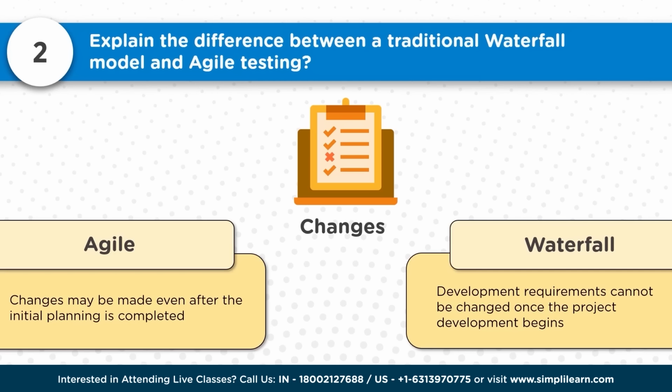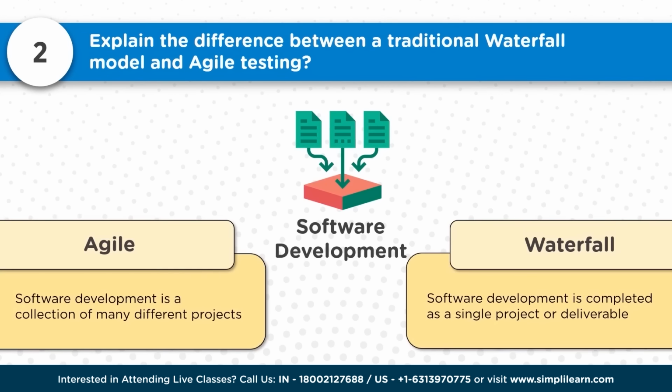It becomes difficult because everything is defined in a comprehensive, detailed way, so small changes may impact other parts of the product or descriptions which are defined. Software development in agile is a collection of many different projects, whereas waterfall software development is completed as a single project or deliverable.